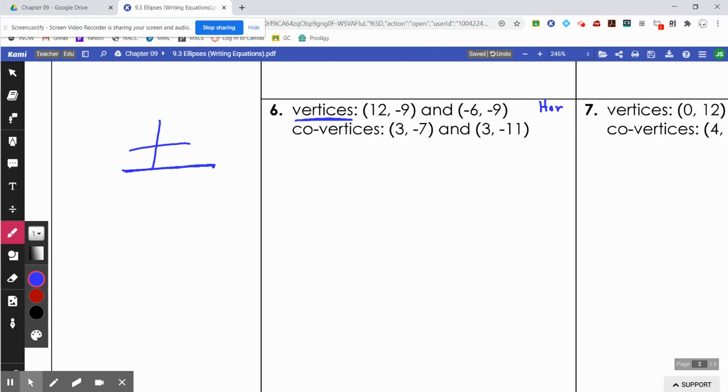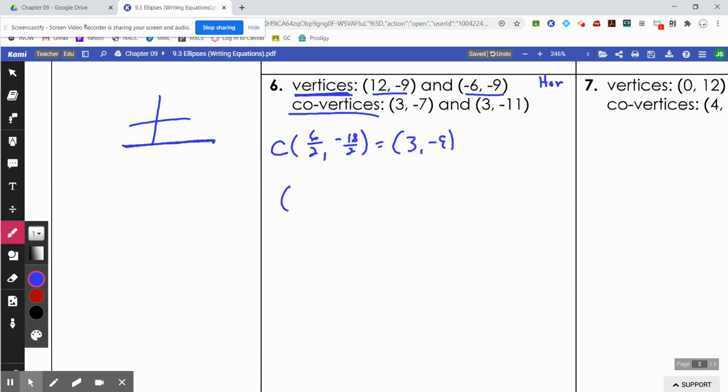Okay, the next thing, let's go ahead and find our center. To find our center, you can take either your vertices or co-vertices and find the middle. Add your x's, divide by 2. We're going to take these 2 points. Add your x's, divide by 2. Add your y's, divide by 2. That gives you the point 3, -9. So therefore, your equation is now x minus 3 squared over stuff plus y plus 9 squared over stuff is equal to 1.